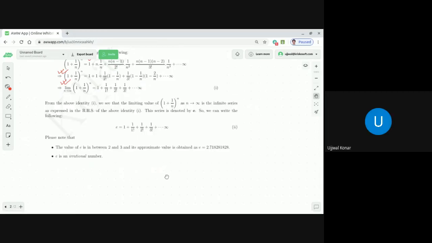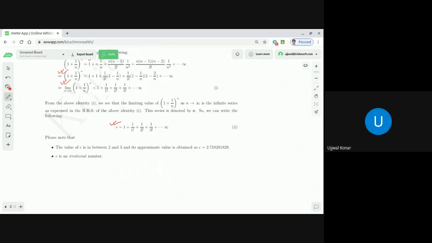So what we see is that from the above identity 1, the limiting value of (1 + 1/n)^n as n tends to infinity is the infinite series expressed on the right hand side, correct or not? And this series is denoted by e. Remember, we have discussed e several times earlier.